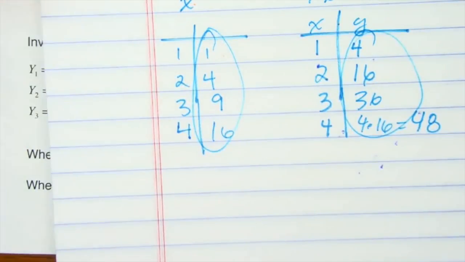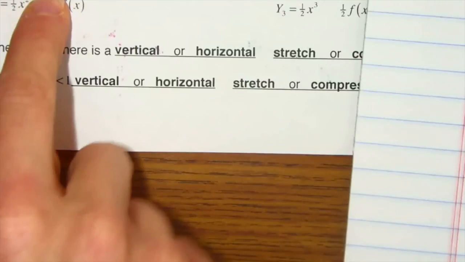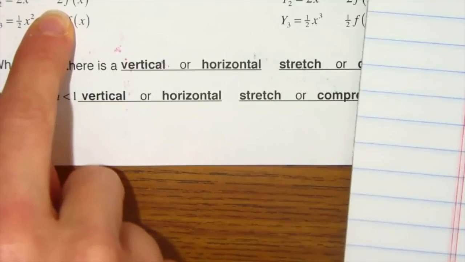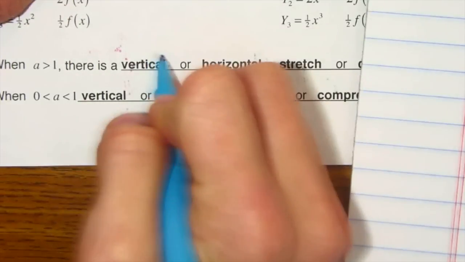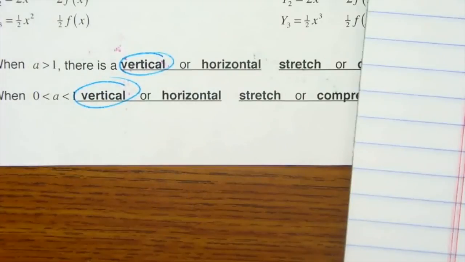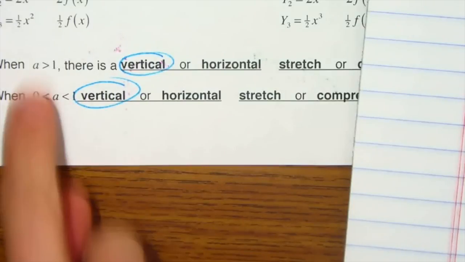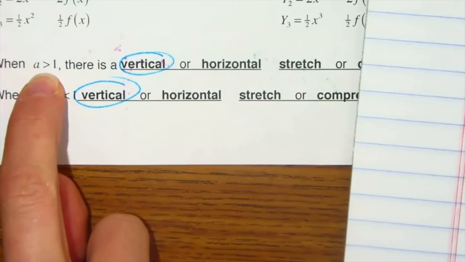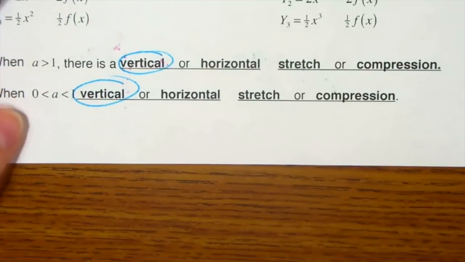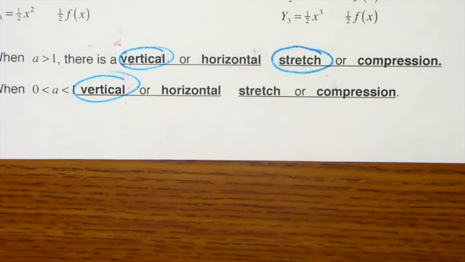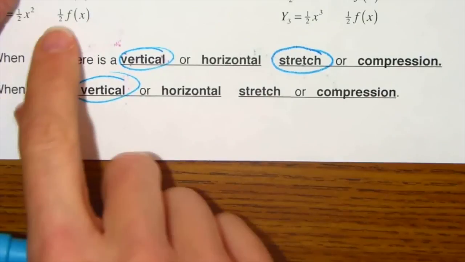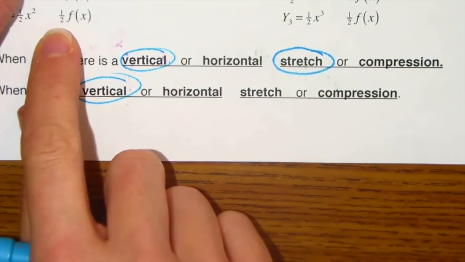So what happens is if you have a value right in front, right away that's going to be a vertical change of some sort, because it's always going to change your y value. When the number is more than 1, so 2, 3, 4, 5, 6, is that going to stretch your y value or compress your y? That is going to stretch the y value. So likewise, if I have 1/2, what do you think is going to happen to each y value?